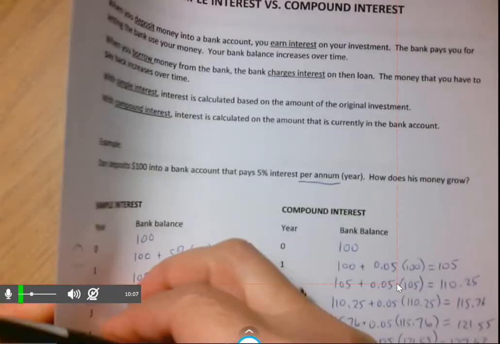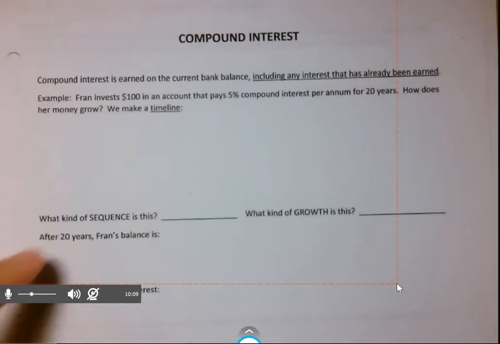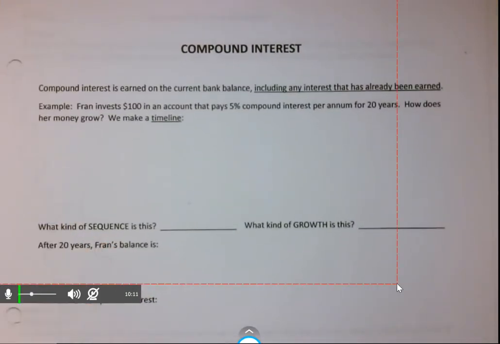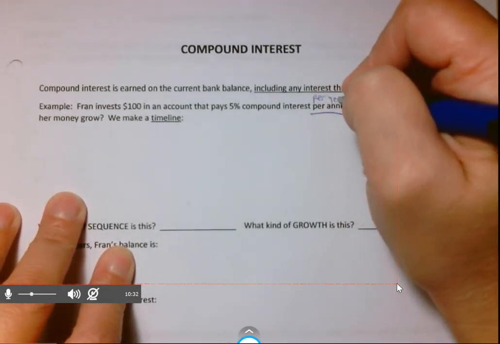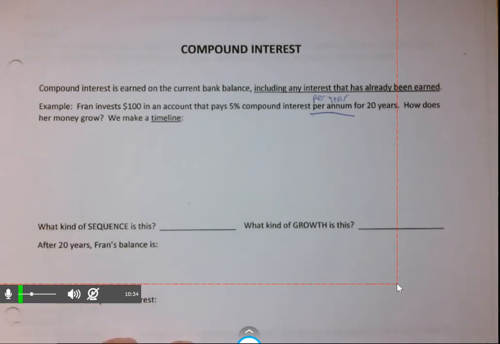Let's talk a bit about compound interest. I'm going to go to the next sheet here. So now, as we saw, compound interest is earned on the current bank balance, including any interest that has already been earned. So for example, Fran invests $100 in an account that pays 5% compound interest per annum for 20 years. Again, remember, per annum means per year. How does her money grow?